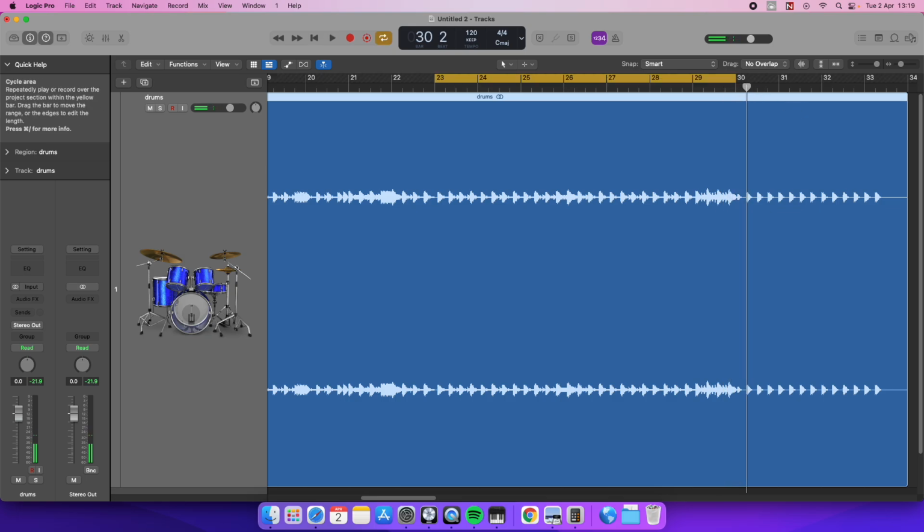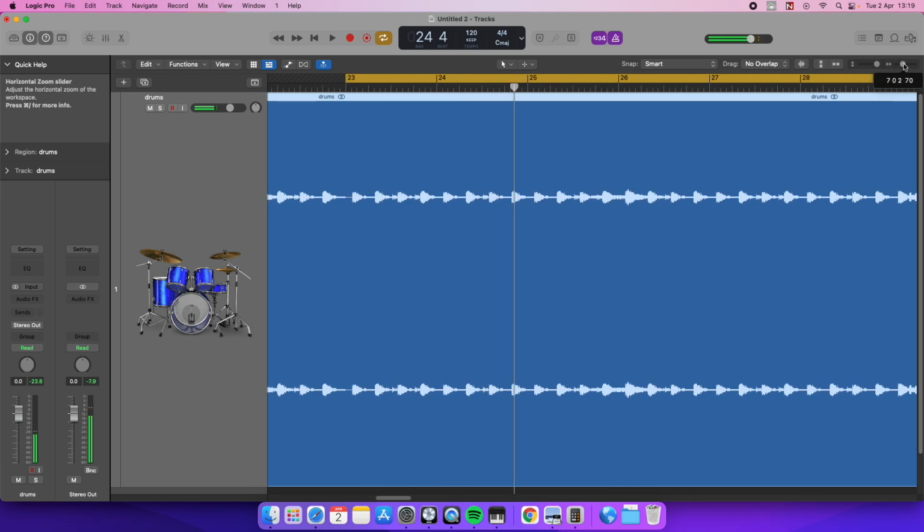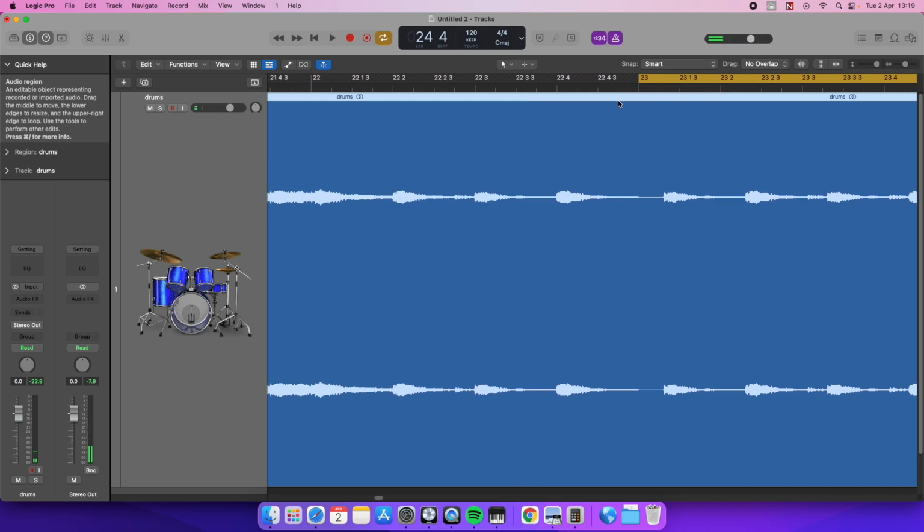Okay, that tape slow effect. So we need to fix all this. The easiest thing to do, this is a really nice and easy one. You can see here the beginning of bar 23. Our kick is way over here. It should be here. So let's just cut at playhead with Command T.